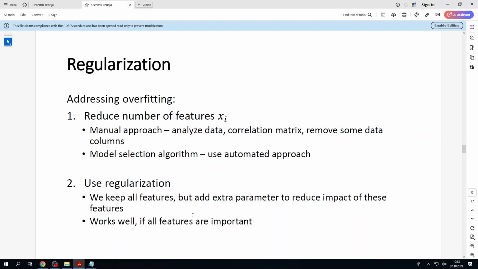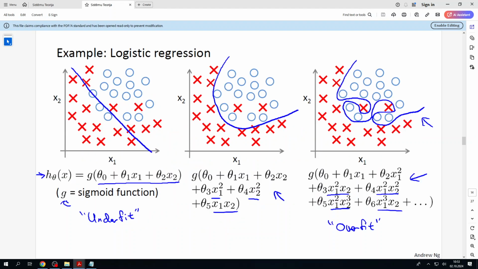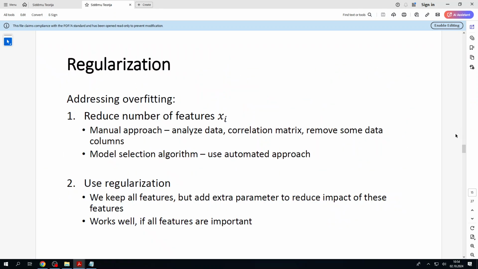So how can we do it? As I mentioned, you can strike out the columns, because obviously these pictures are different only in the sense that the second picture has extra parameters, and the third picture has additionally even more parameters than the second one. So if you cancel out these unnecessary parameters, you are going to revert to the second picture from the third picture, and even to the first picture if you cancel out all of them and just leave theta 1 x1, theta 2 x2.